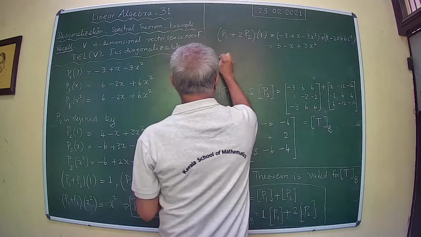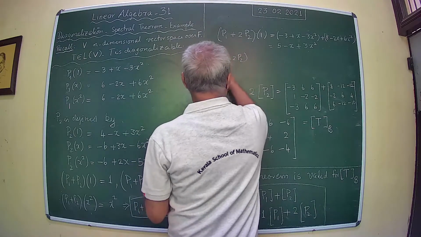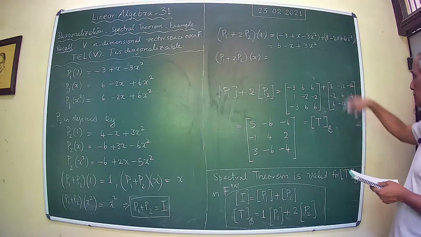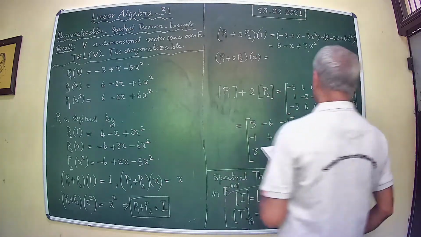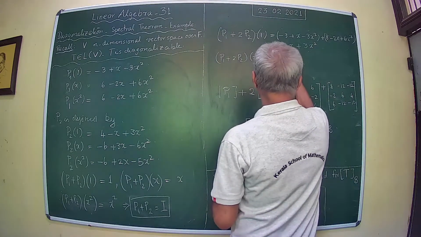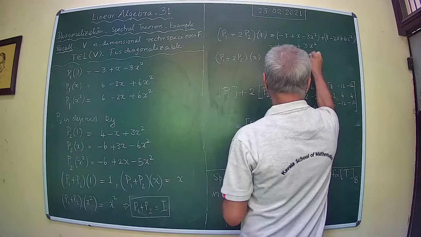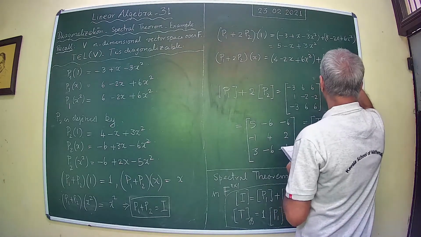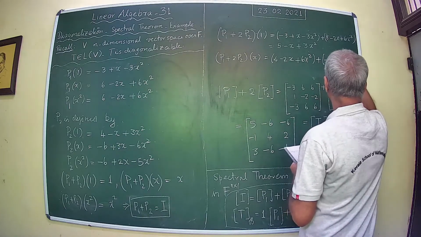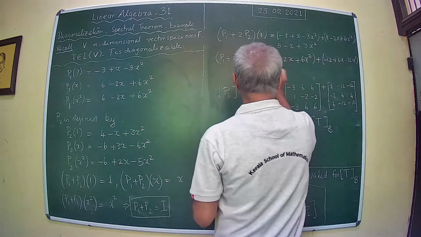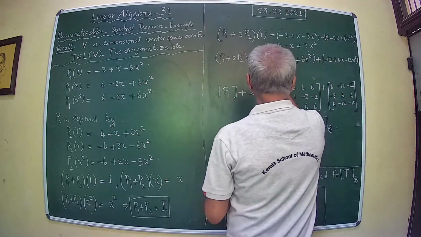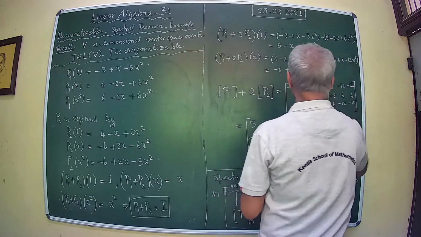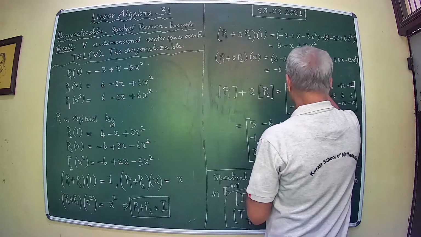Then similarly, P1 plus 2P2 of x is equal to, in fact you can work out from here, the second column, which is lovely now. 6 minus 2x, this is this one, plus 6x square plus minus 12 plus 6x minus 12 square, and that turns out to be simply minus 6 plus 4x minus 6.